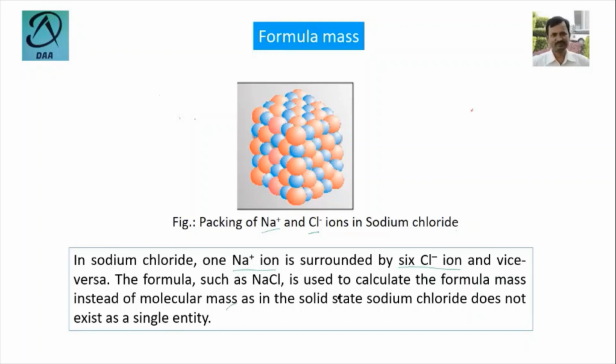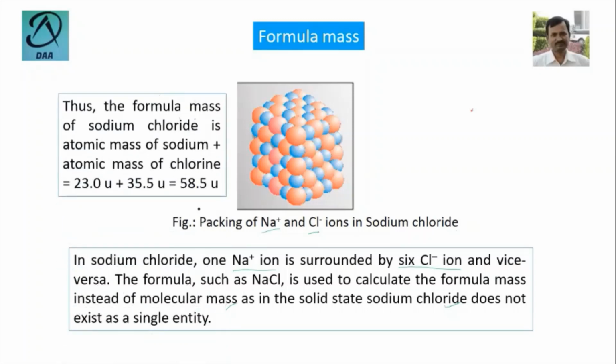In the solid state, sodium chloride does not exist as a single entity, because it is not a separate NaCl molecule. It is in a compact, packed form. In this case, we will consider the formula mass, and we will not consider the molecular mass, when this type of packing of ions happens in a compound.